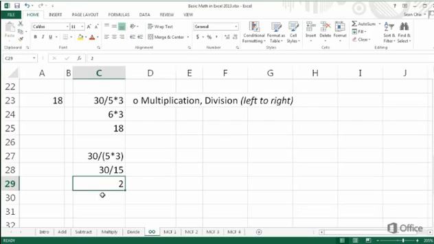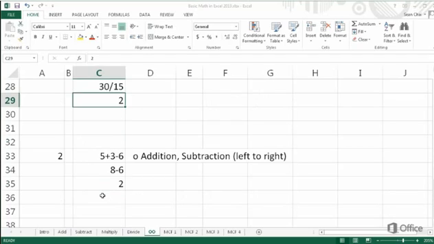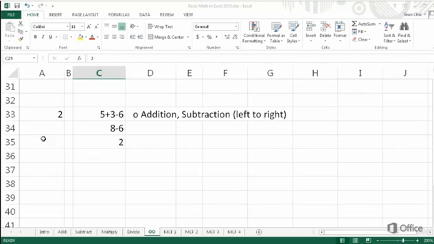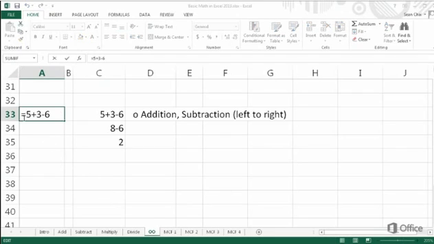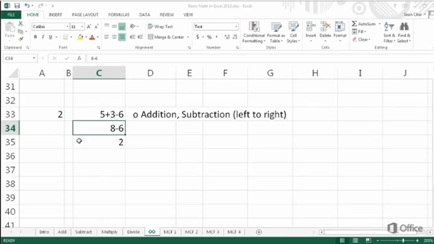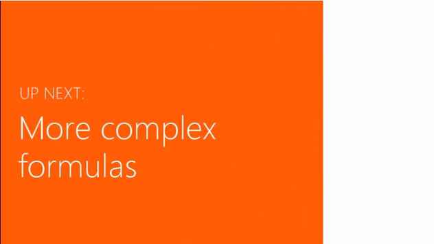Last in operator order are addition and subtraction, working from left to right. In this example, working from left to right, 5 plus 3 is 8, and 8 minus 6 is 2. Up next, more complex formulas.